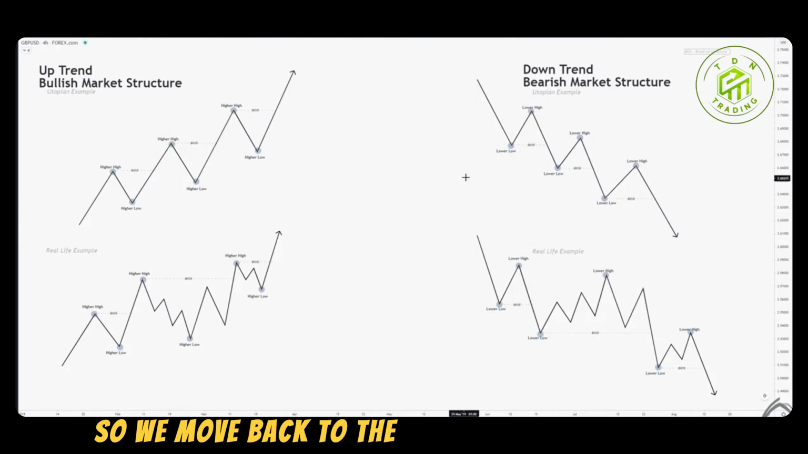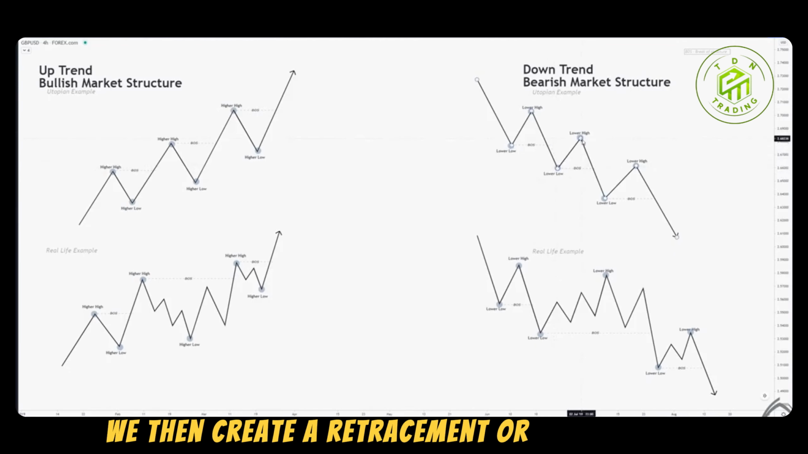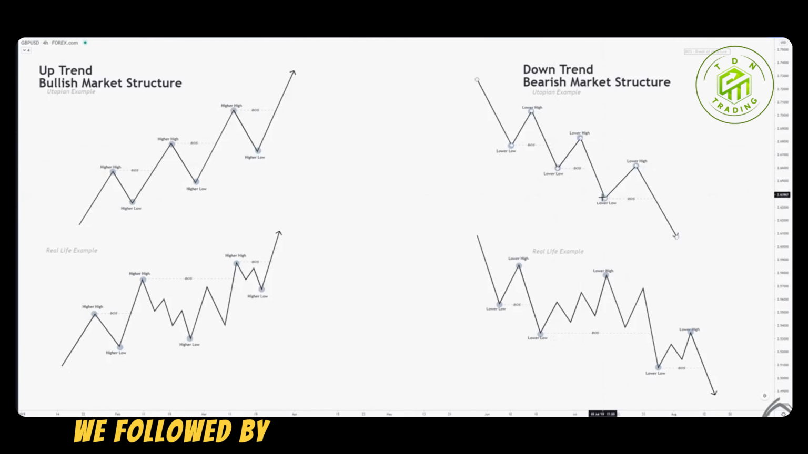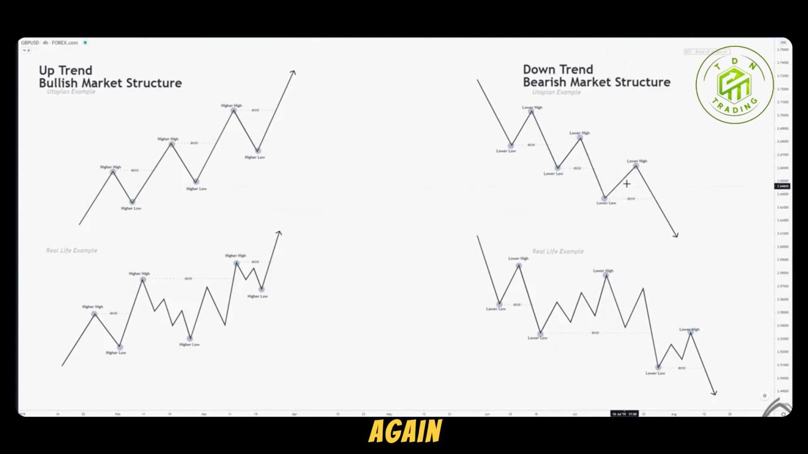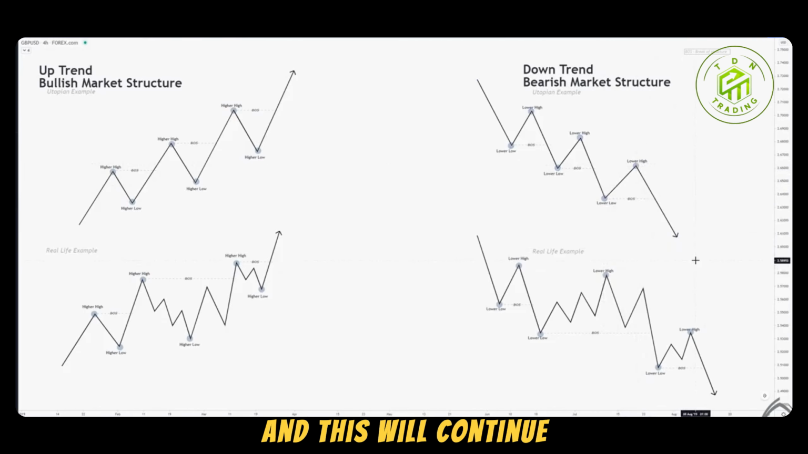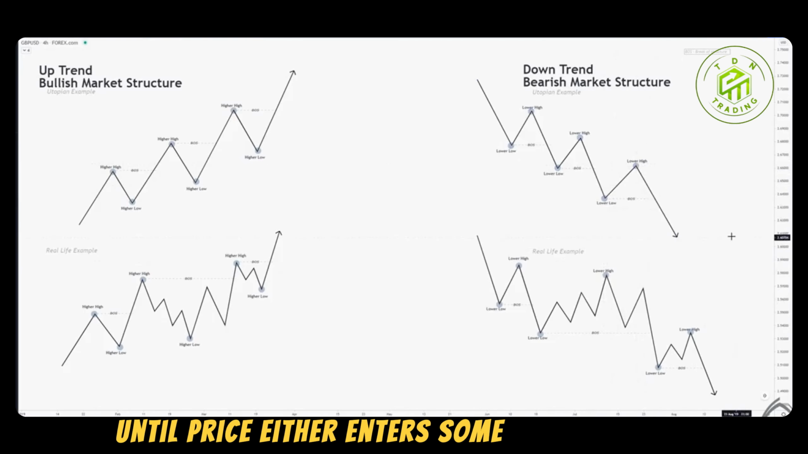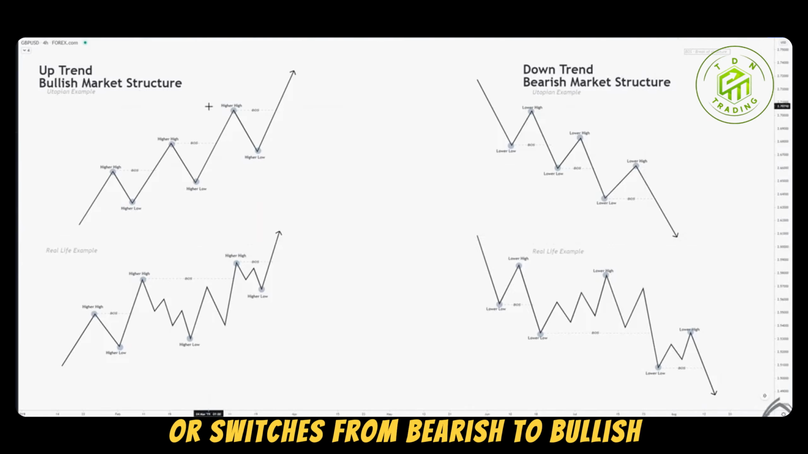What we can see, similar to the previous example, is we create a low, we pull back, so we move back to the upside as a retracement or a correction, and then we move to the downside, breaking the previous lower low, putting in a new lower low. Again, once we've facilitated that lower low, we create a retracement or a correction, followed by a break of that previous lower low to create a new lower low. Again, a retracement or correction followed by a new lower low. This will continue until price either enters some sort of range or switches from bearish to bullish.